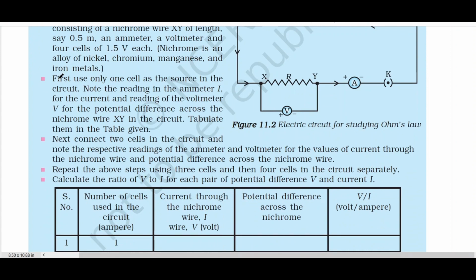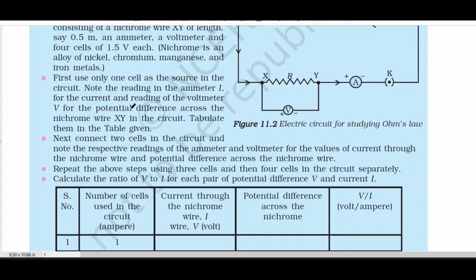तो अब इसमें हमें क्या करना है? First, use only one cell as the source in the circuit. Note the reading in the ammeter I for the current and the reading of the voltmeter V for the potential difference across the nichrome wire XY in the circuit. Tabulate them in the table below.